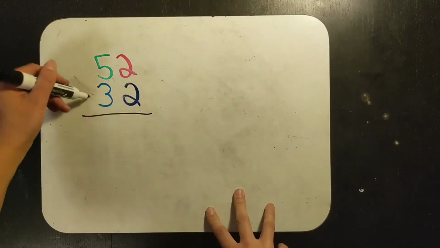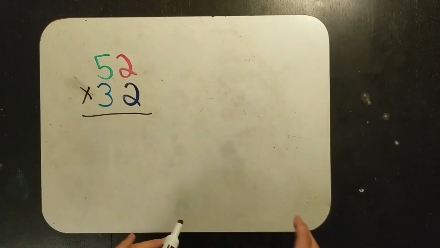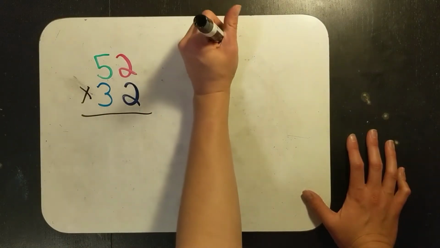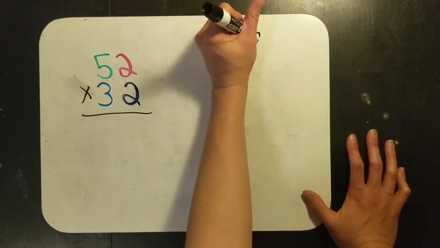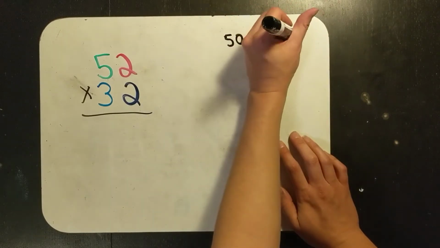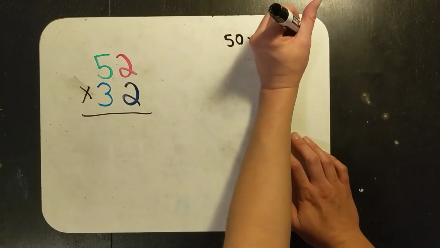We are going to multiply 52 times 32 using partial products. First, make sure you estimate. So we could say, for example, 50 times 30 equals, cover your zeros, 5 times 3 is 15, put your zeros back in, 1, 2, 1, 2.